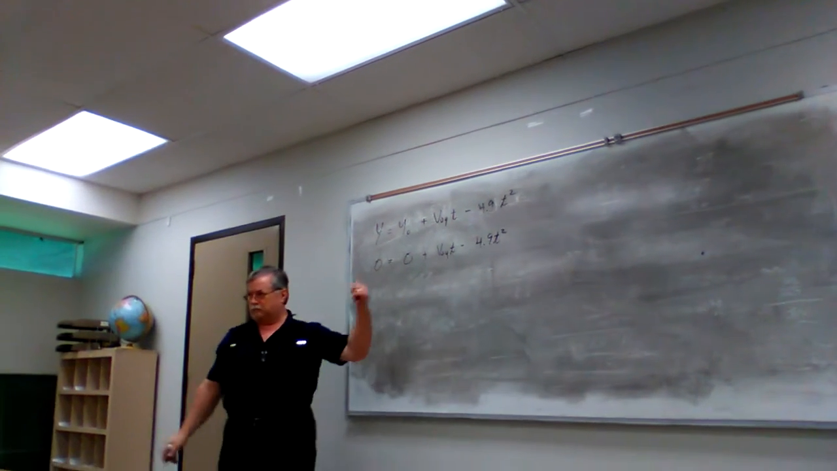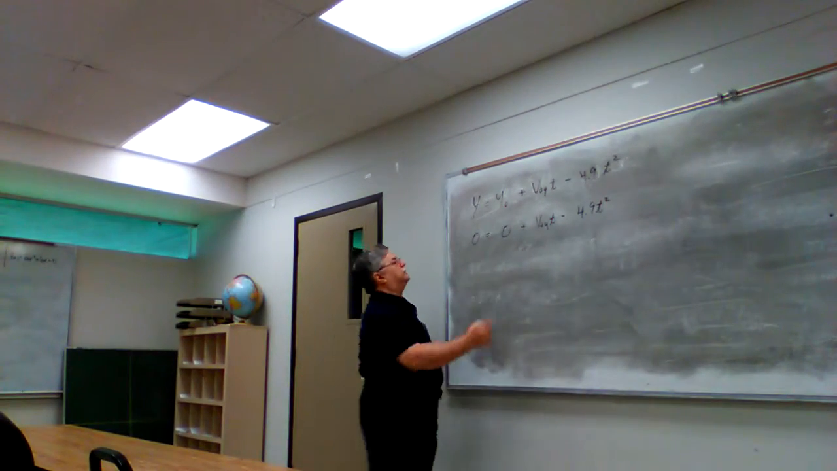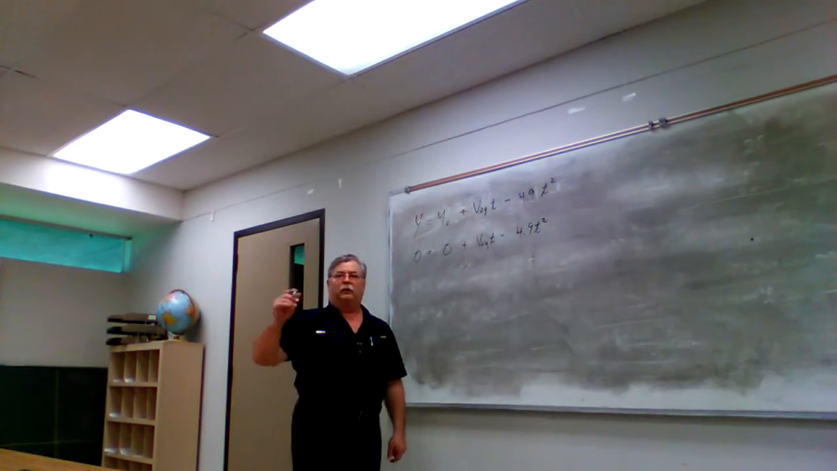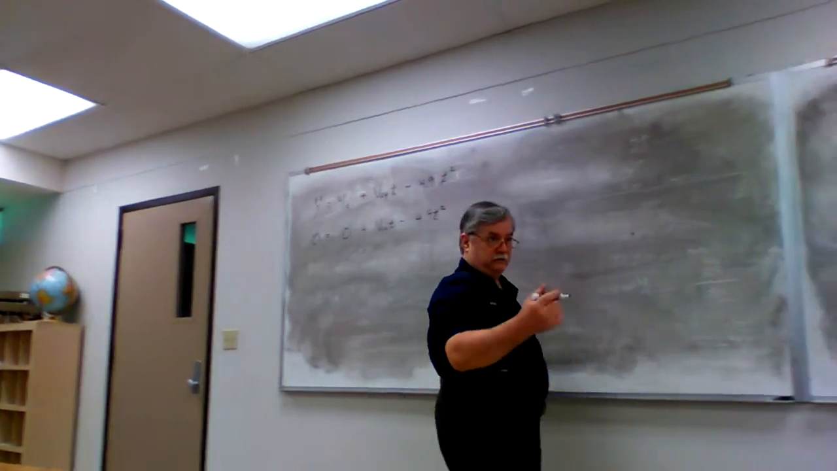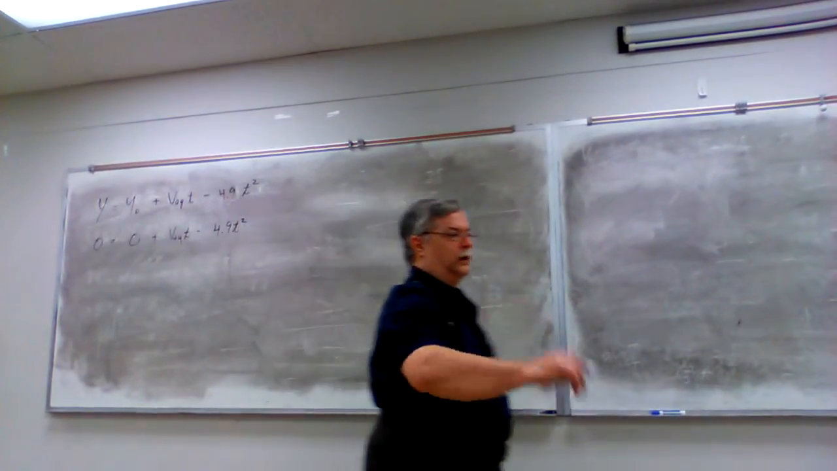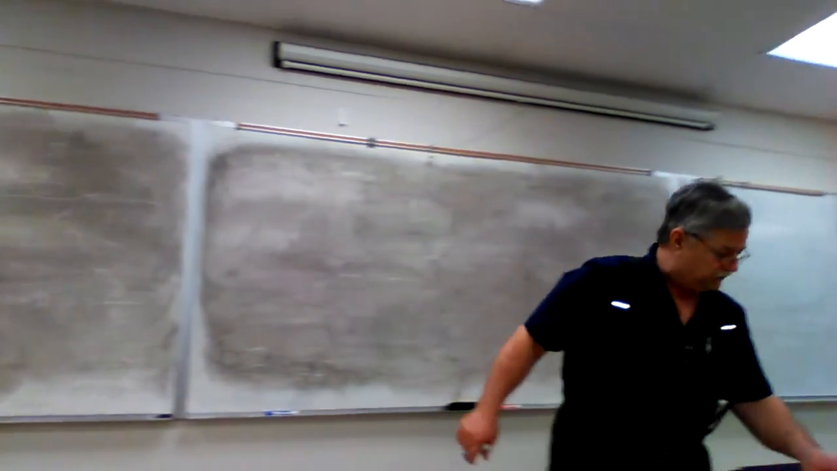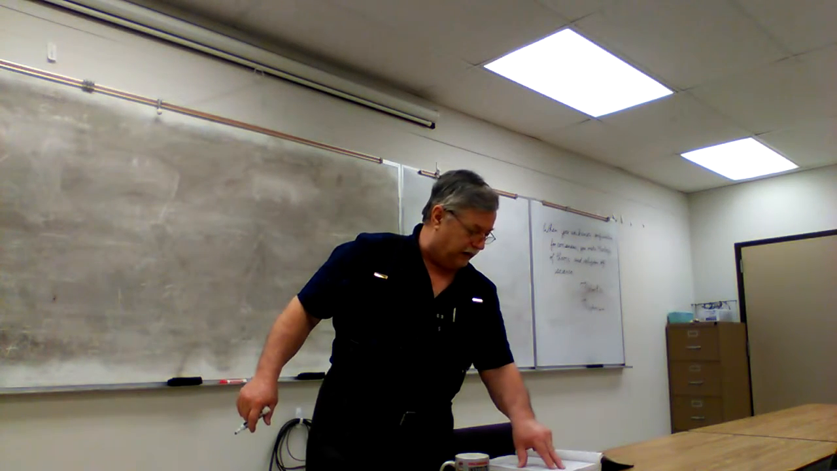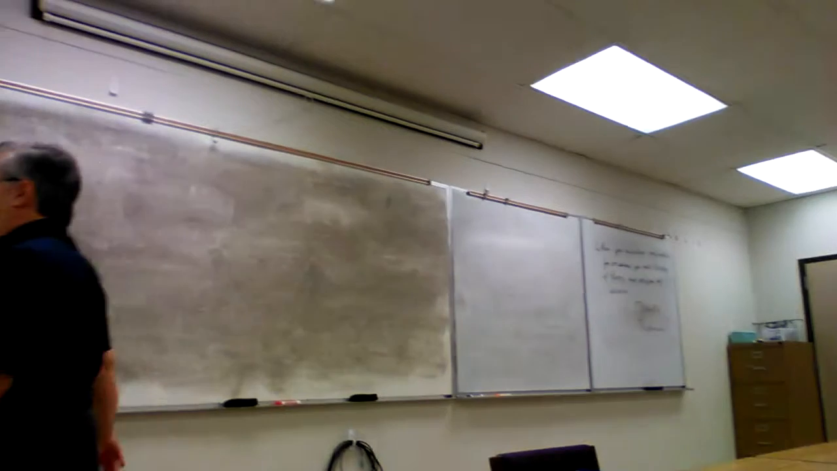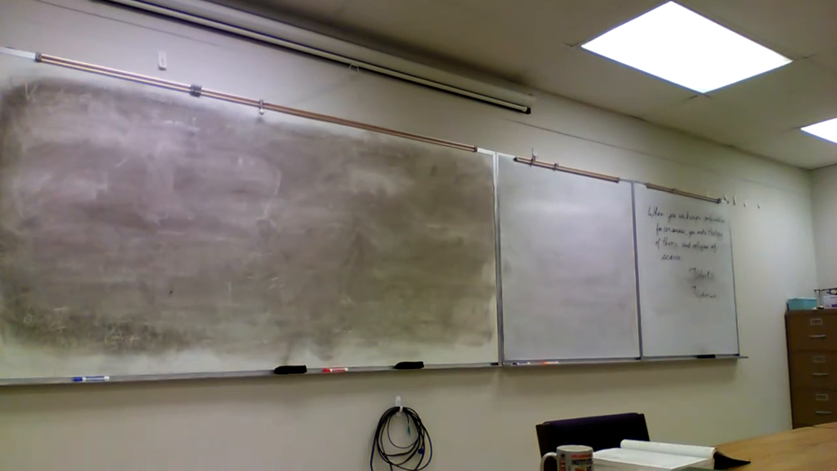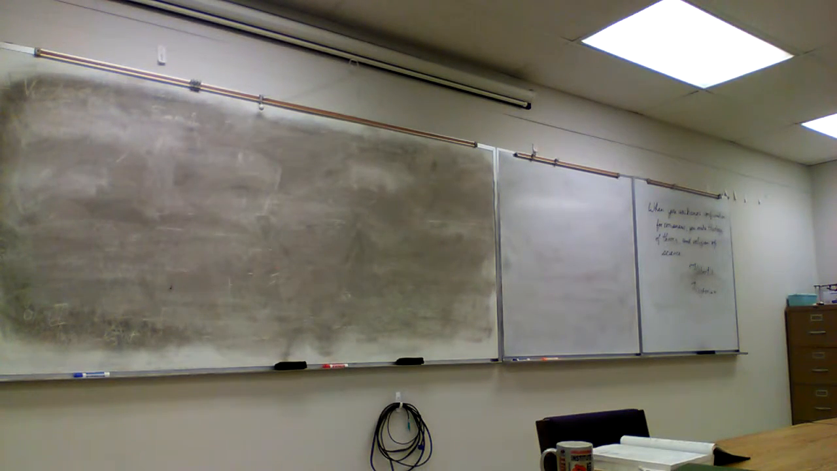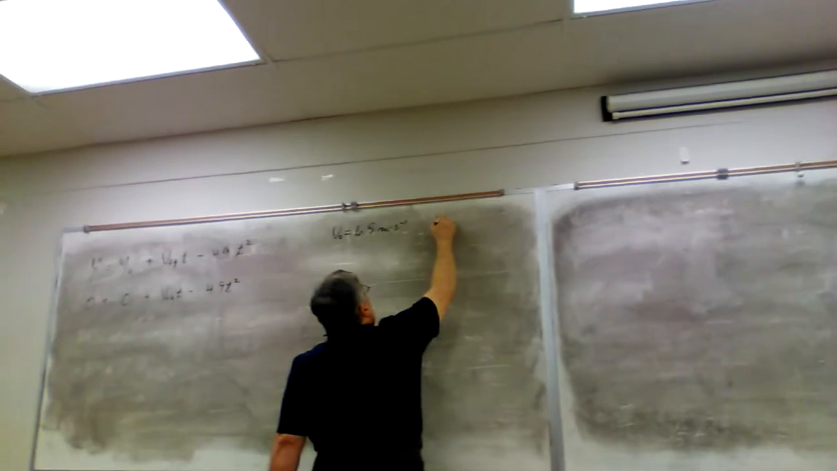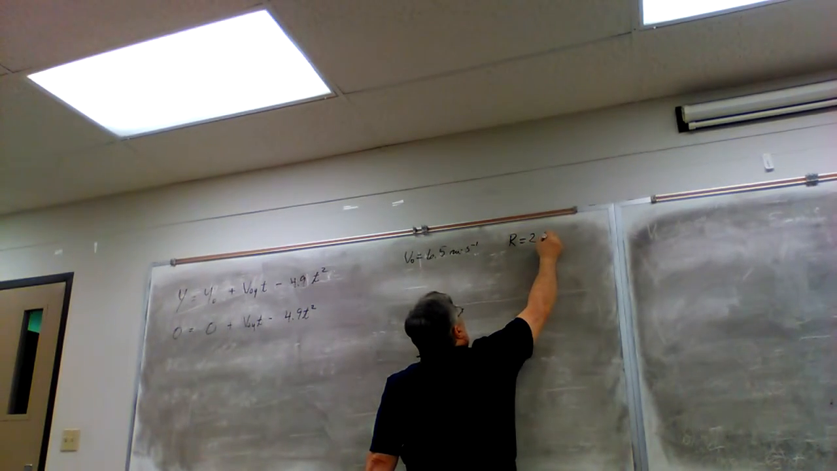Okay? Now right here, we've got v sub naught y. But we weren't given v sub naught y, we were given v sub naught, right? Which was what? 6.5 meters per second. And the range, the distance it's going to travel, is 2.5 meters.